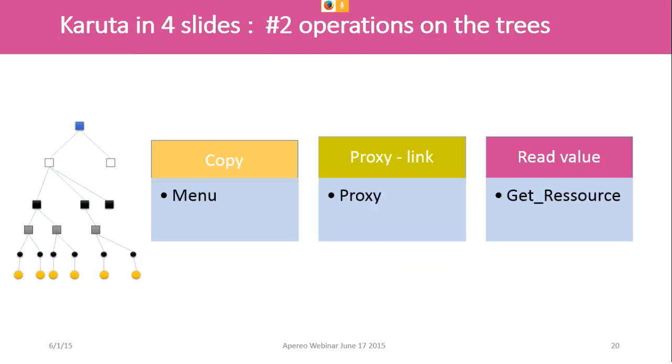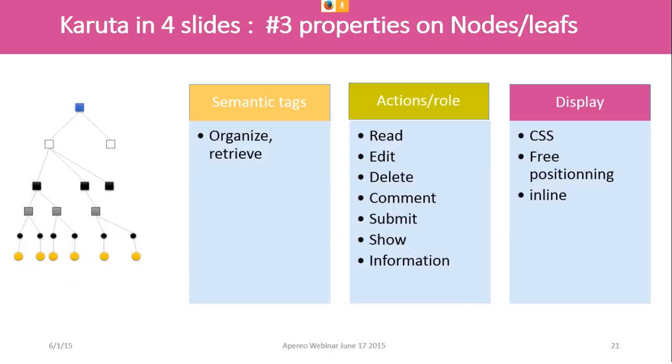Again, as I said, we can do operations on these trees. For example, you can copy. It's really easy to copy this part and duplicate it somewhere else, underneath this other structure. We can also link. We can put a link in this structure that will present the information underneath it. That's what we call a proxy. There's also the possibility to read the values within a tree, with a special way to do that called get resource. So we can copy, we can link, we can read. These are very important possibilities.